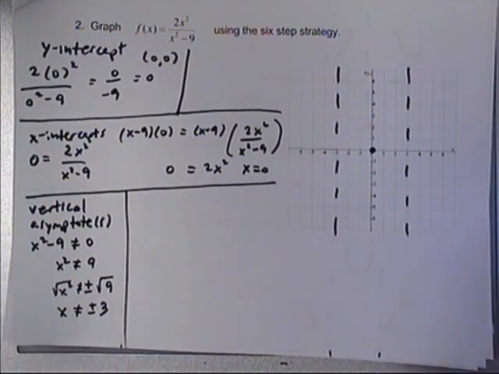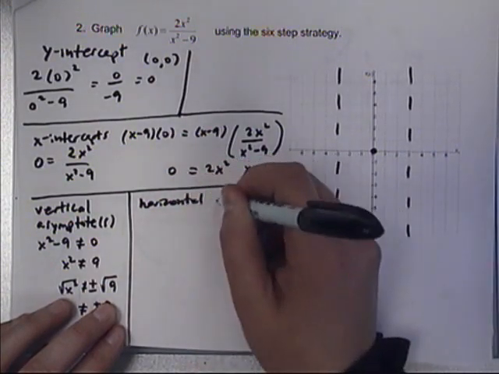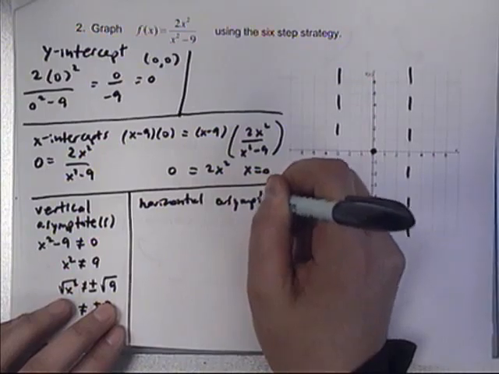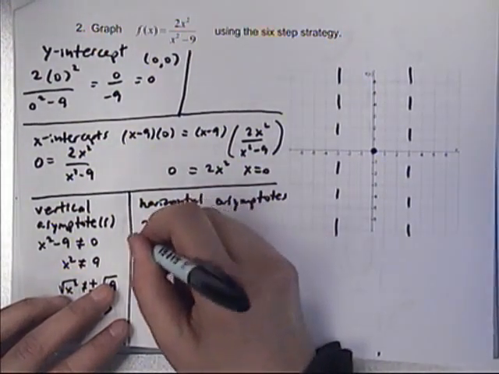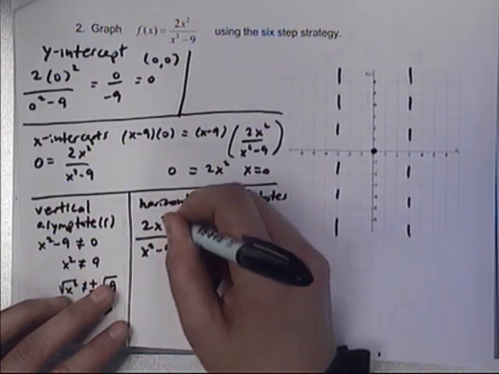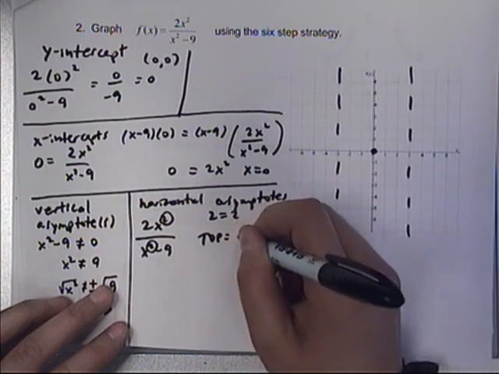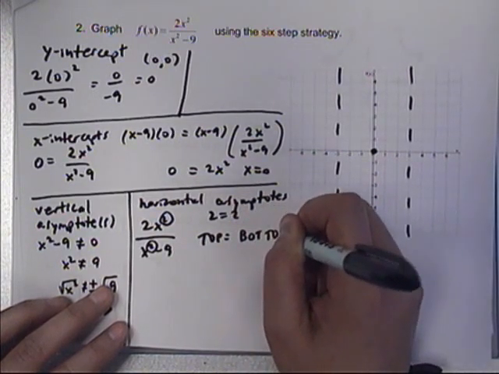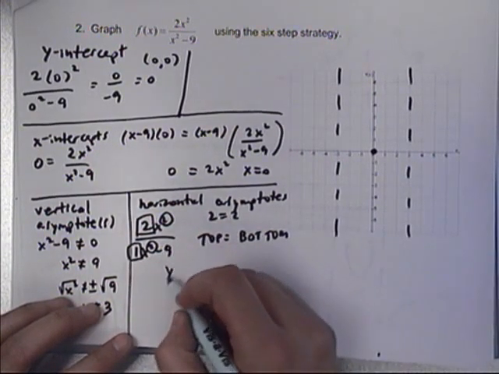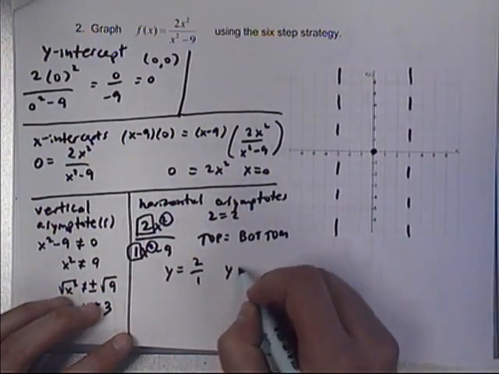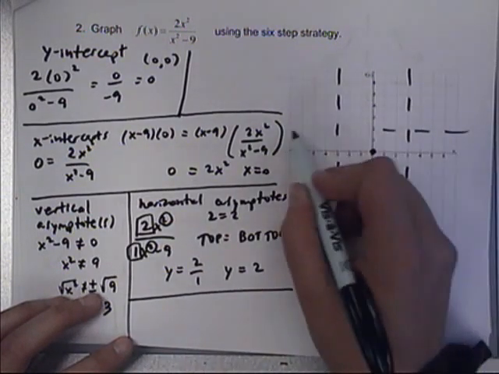Okay, how about horizontal asymptotes? Well, this falls into that second category, just like example 1, where the top degree equals the bottom degree. And so we take the fraction of the coefficients. The leading coefficient here is 2, the leading coefficient there is 1. So the horizontal asymptote exists at the position y equals 2.